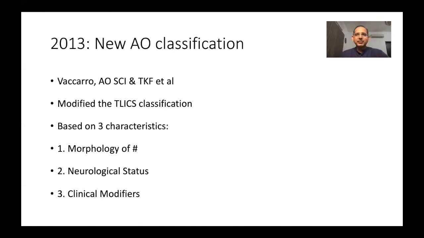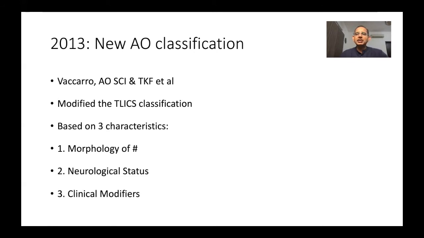Just about the time when I was able to gather that, yes, now I know how to treat these thoracolumbar fractures, Alex Vaccaro and his colleagues in the AO Spine Knowledge Forum on spinal cord injury and trauma came up with the new AO classification 2013. They modified the TLICS classification based on three characteristics. One was the morphology of the fracture, two was the neurological status of the patient, and three, they added a few clinical modifiers.